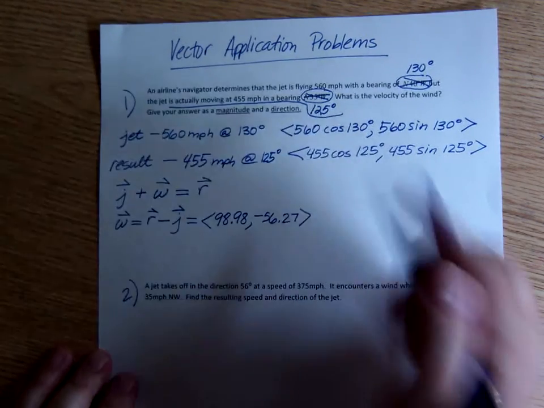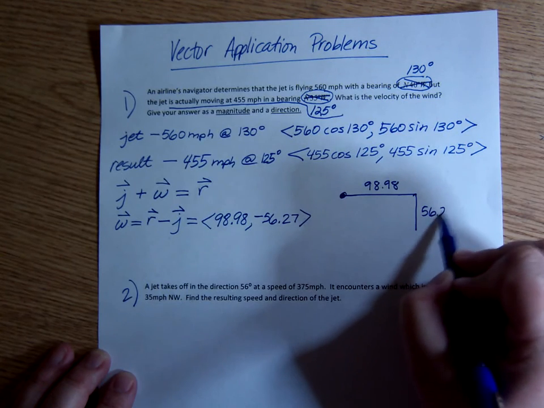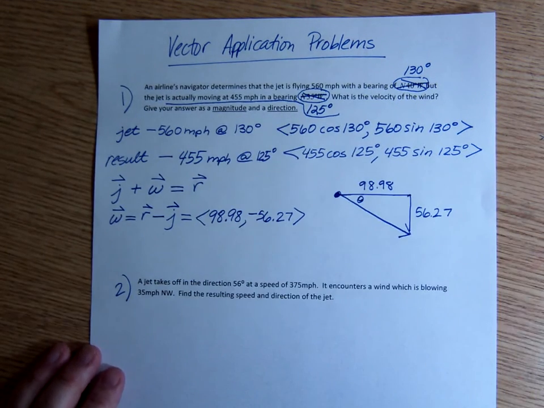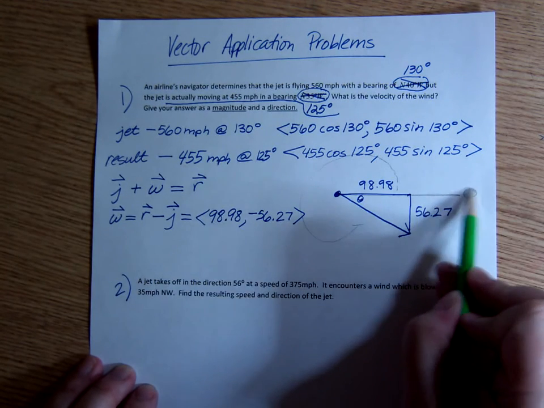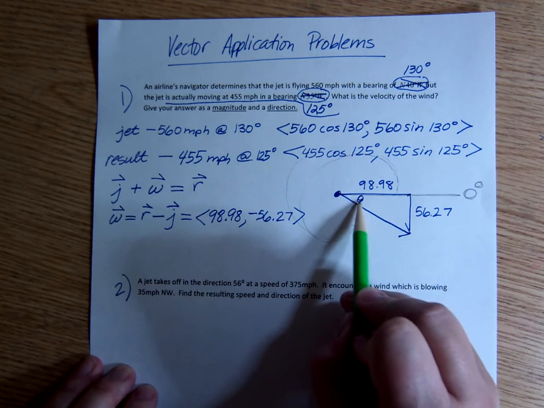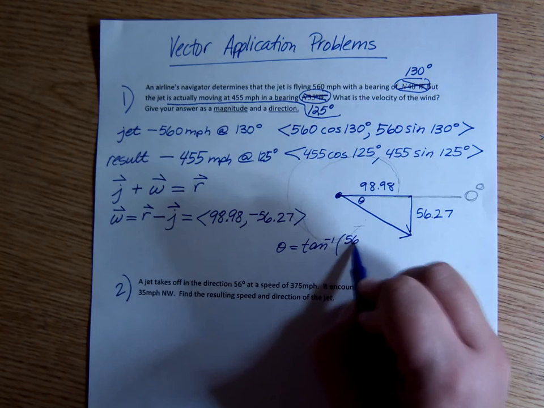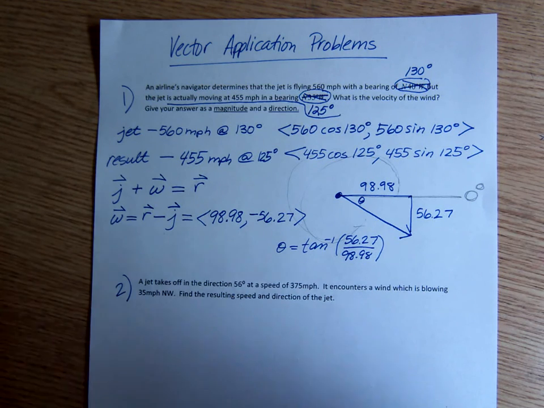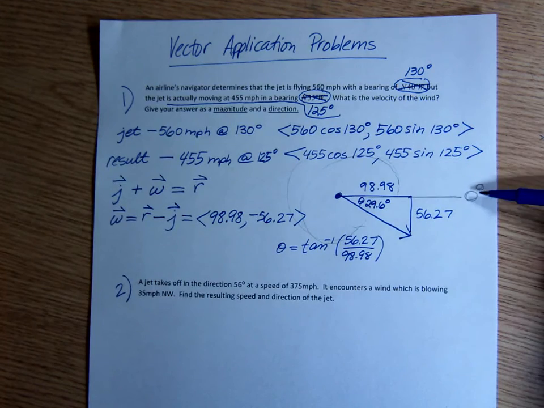I'm ready to finish this up. Here's my initial point. I'm going right 98.98, down 56.27. This is the vector I'm trying to find. Now I'm going to find this angle right here, but remember that what I ultimately want is the angle all the way around from due east. This is my 0. I'm going to find this angle to help me figure that out. Inverse tan of 56.27 over 98.98. That gives me 29.6 degrees. So this is 29.6 degrees below the x-axis going to the right.